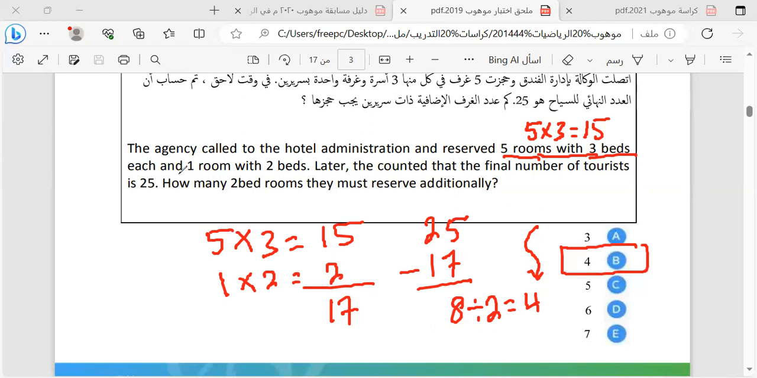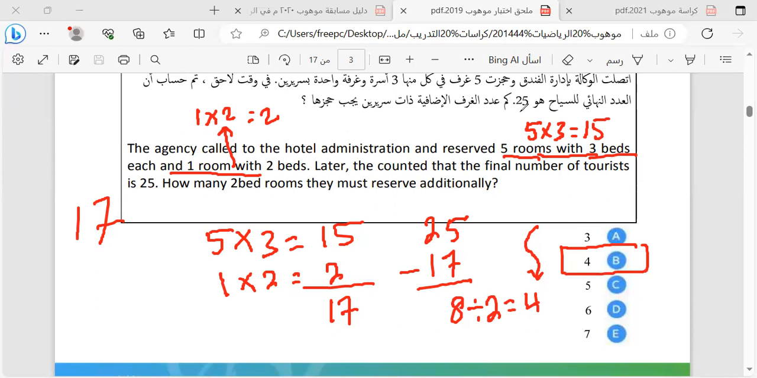Complete, please. And one room with 2 beds. How many beds? 1 times 2 is 2. Right. How many beds do we have now? 2 with 15 is 17. We have 17 beds. Okay, continue, please.